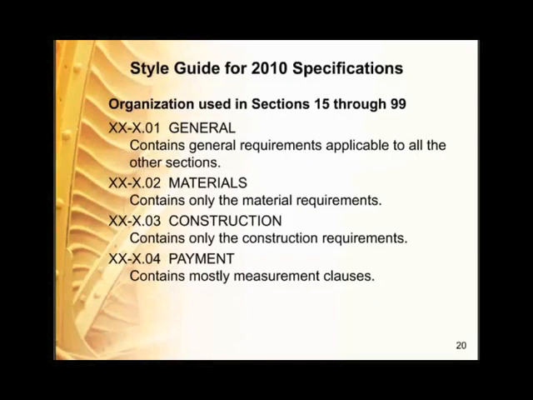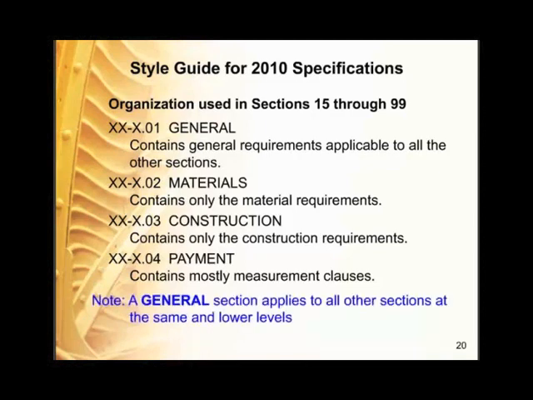The style guide describes the organization of the specifications. The organization is used in sections 15 through 99. This is the four-part format that I previously mentioned. Notice the numbering: one is general, two is materials, three is construction, and four is payment. Each heading has a summary of what the section is to include.